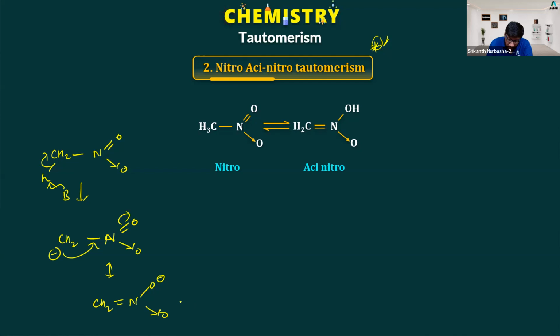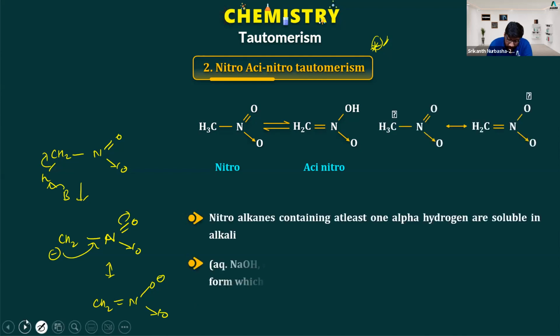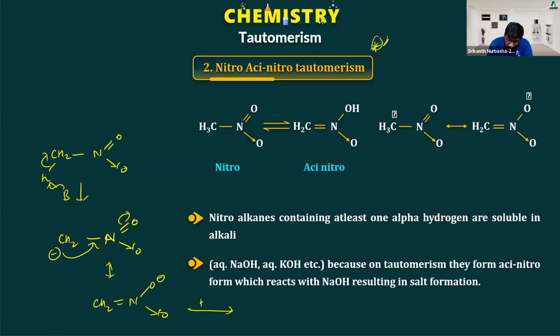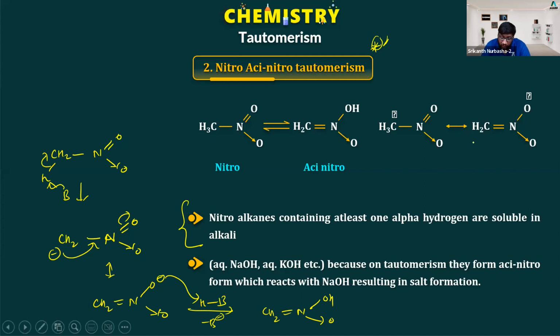And now ultimately this molecule will try to pick up the proton from the base. Loss of base again, CH2 double bond N, OH, NO. Nitroalkanes containing at least one alpha hydrogen are soluble in alkali. Why? Because they are going to form the respective acinitro molecules. CH2 minus, this negative charge comes into N double bond O, the pi electron density moves away. So you get O minus. Okay, this is the mechanistic approach.